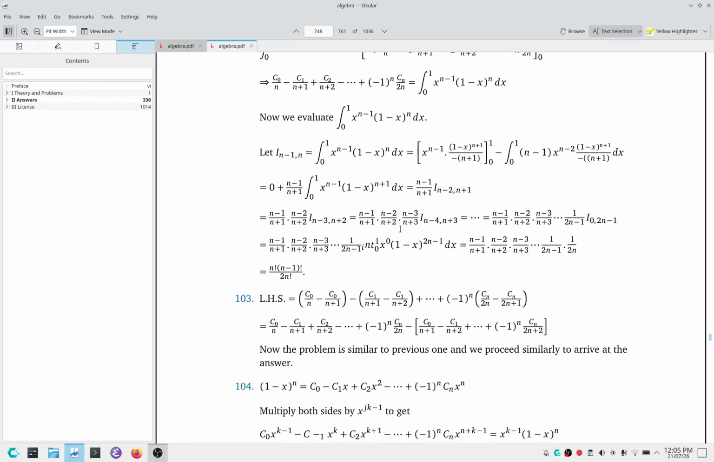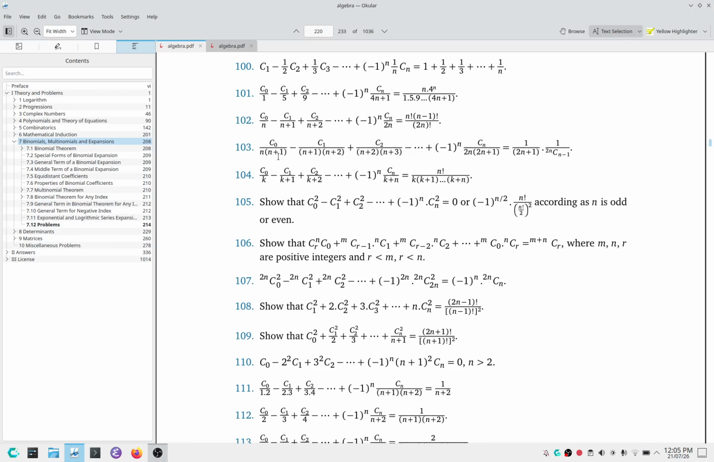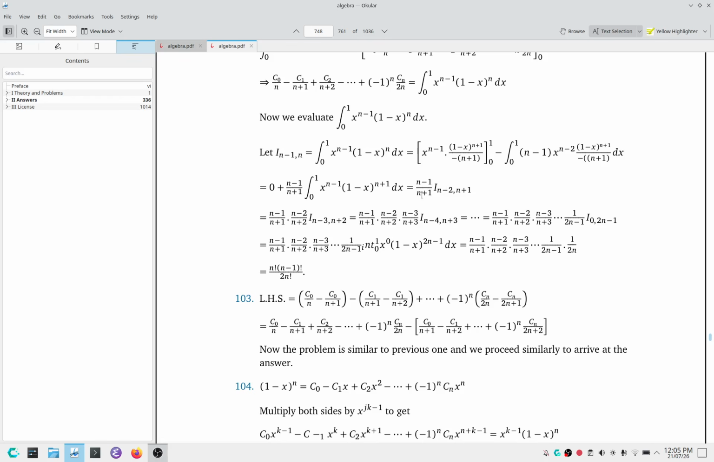Question 103 says that we have to prove that C0 upon n times n plus 1 minus C1 upon n plus 1 times n plus 2 plus C2 upon n plus 2 times n plus 3 and so on up to minus 1 to the power n Cn upon 2n times 2n plus 1 is equal to 1 upon 2n plus 1 times 1 upon 2n C n minus 1.